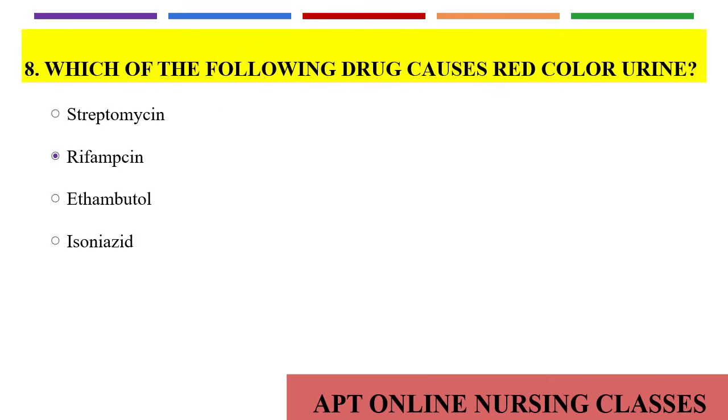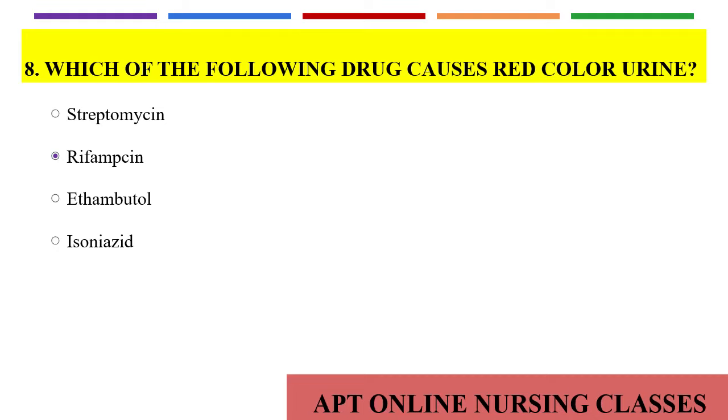The next question is question number 8. Which of the following drugs causes red color urine? The options given are streptomycin, rifampicin, ethambutol and isoniazid. Which of these drugs, when used, makes the patient get red color urine? So the answer is rifampicin.